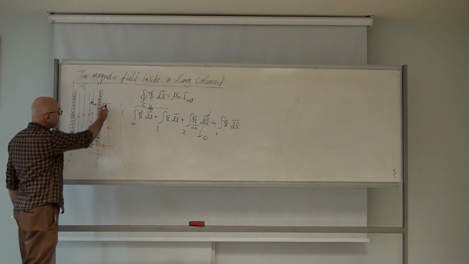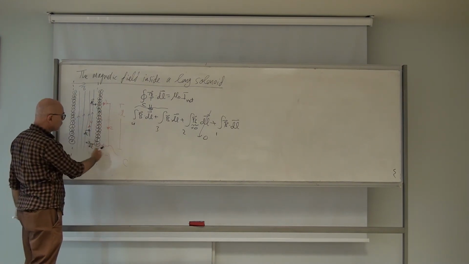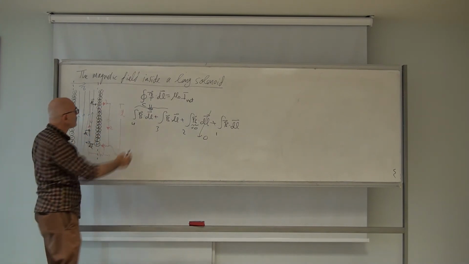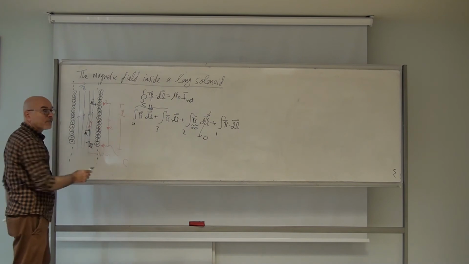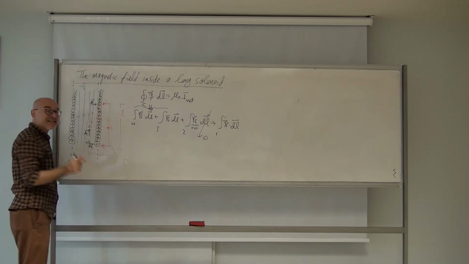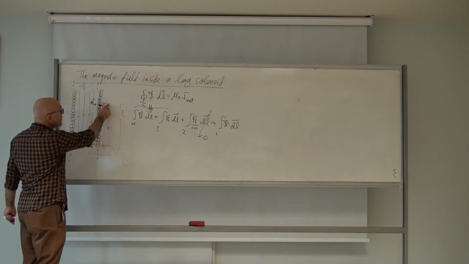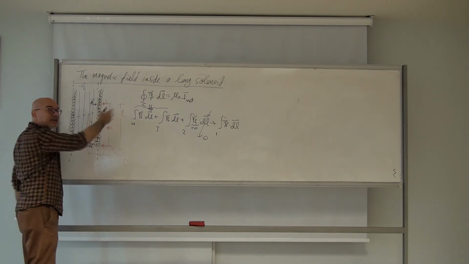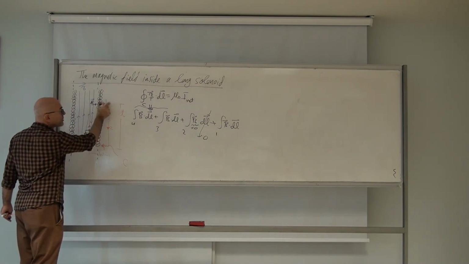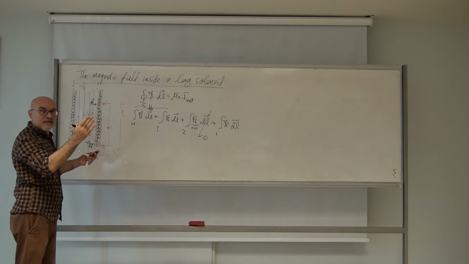Now let me look at 3 and 1. They are similar actually. So let's consider 3, for example. Now 3 is composed of 2 parts: one part outside the solenoid, the other part inside the solenoid. For the part that is outside the solenoid, the magnetic field is 0. So for this part of 3, the integral is also 0.